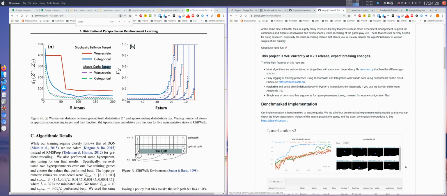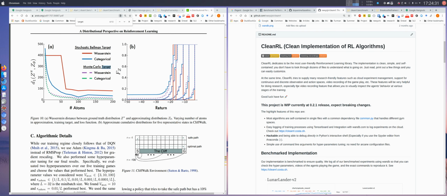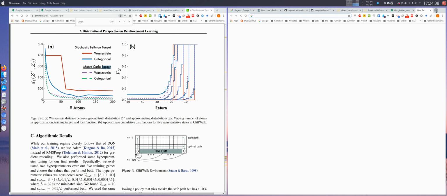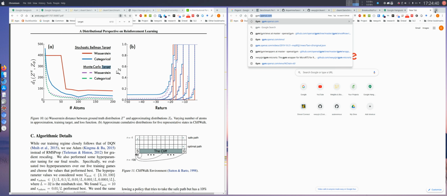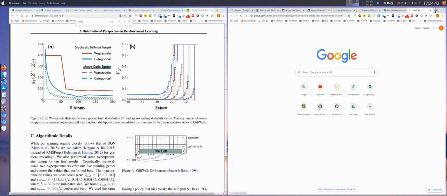No, I think it's a really great idea to introduce the convolutional neural network with PPO and A2C. Yeah, it's a very good idea.